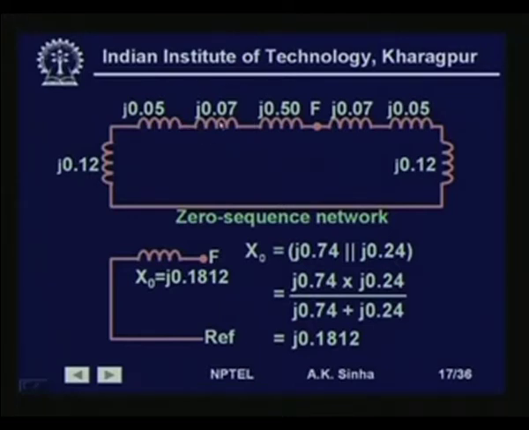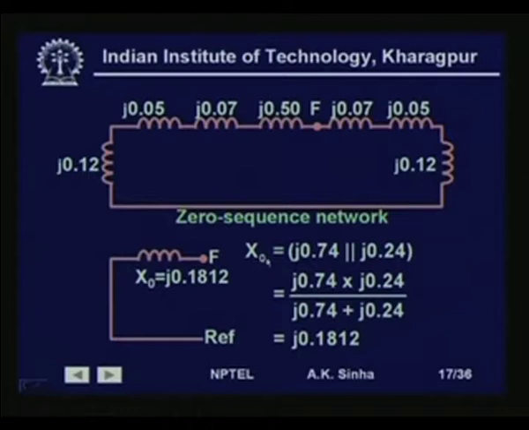For the transformer, the positive, negative and zero sequence reactances are the same, so j 0.07. The transmission line zero sequence reactance is much higher, and in the problem it is given that this is equal to 0.50. This is the fault point F. Then the transformer reactance, which is again 7%, j 0.07. The machine or the motor reactance again is j 0.05, and this is the grounding reactance, 3 times the grounding reactance, j 0.12. Again, between the fault point and the reference we can reduce this network.